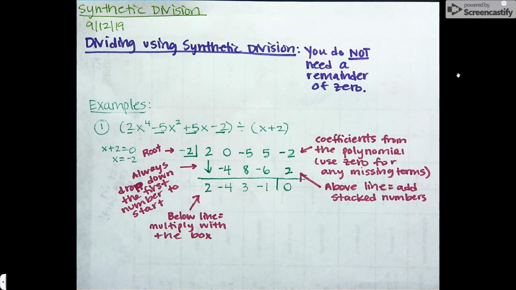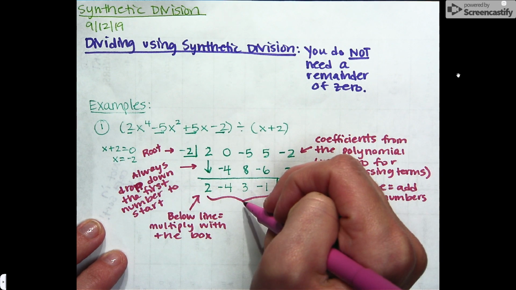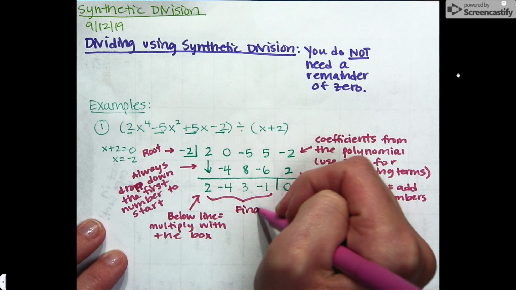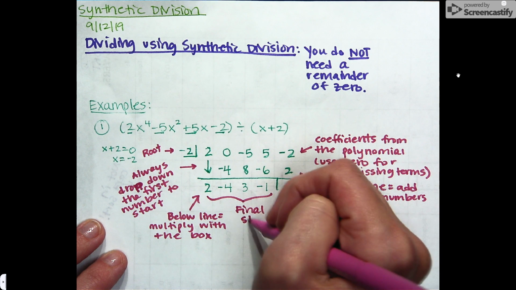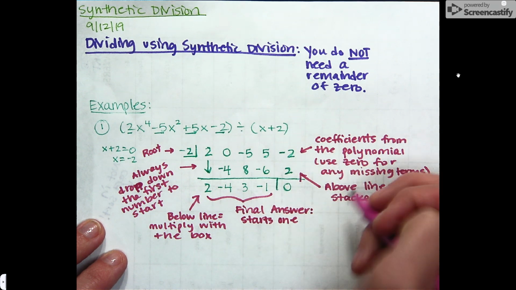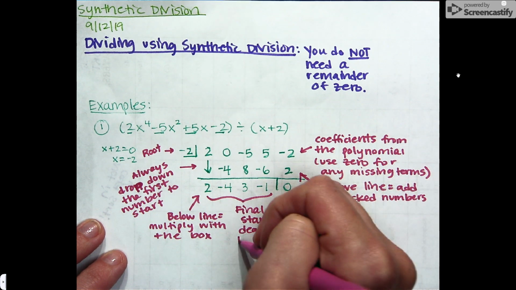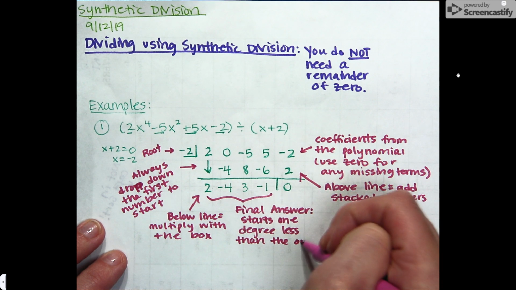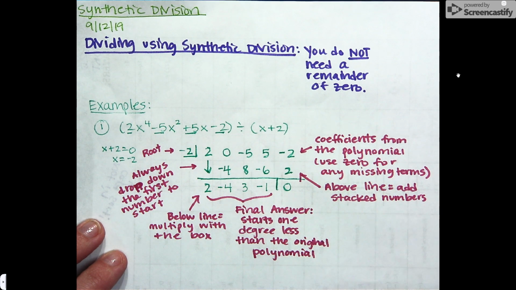Okay, so to make a couple more notes, and then we'll end this video, and I'll talk about the final answer and do another couple examples, because each video is only 10 minutes long. The number that I just got at the end is the remainder, and all of these numbers is actually going to be my final answer. This is my final answer, believe it or not. And it starts 1 degree less than the original polynomial. So I'll talk about what that looks like in the next video.